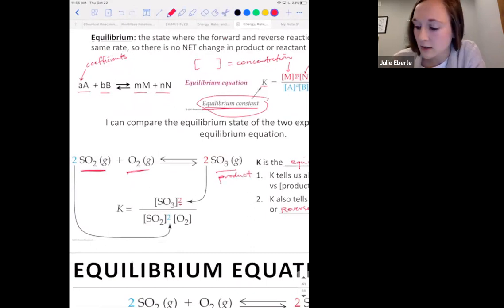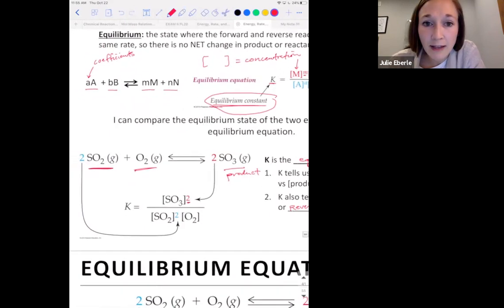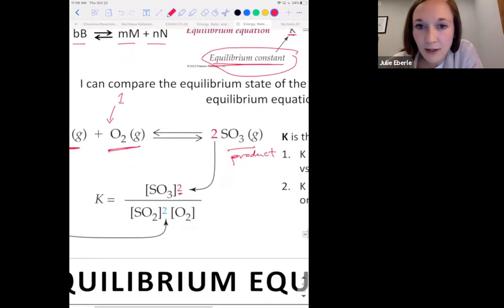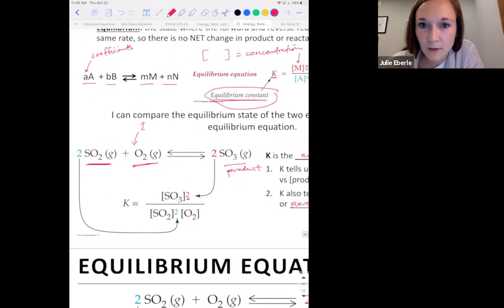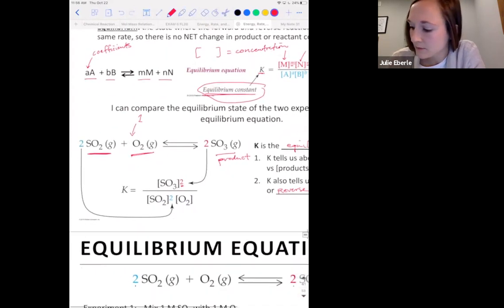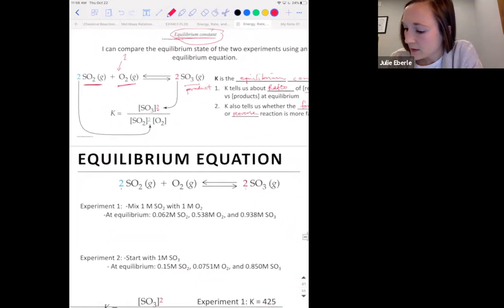We would plug it in on top and we would raise it to the power of 2 because that's the coefficient for the product. On the bottom, the way we would calculate K for this reaction is we would take the concentration of SO2 and O2, put it on the bottom, and raise each to the power of its coefficient. If your coefficient is a 1, then you don't have to do anything. You just plug that number in, okay? Because raising something to the power of 1 does not change the number mathematically. All right.